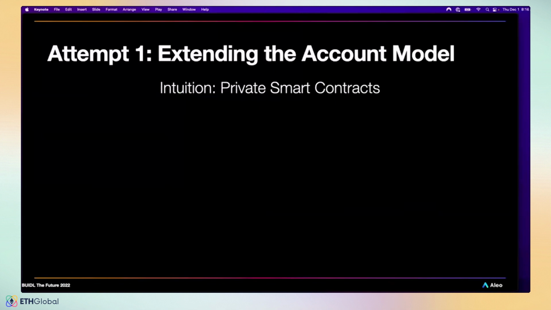So let's walk through an exercise where we take this account model and see if we can improve on it, add some more privacy, and get something desirable. And really what we're trying to work towards is private smart contracts.